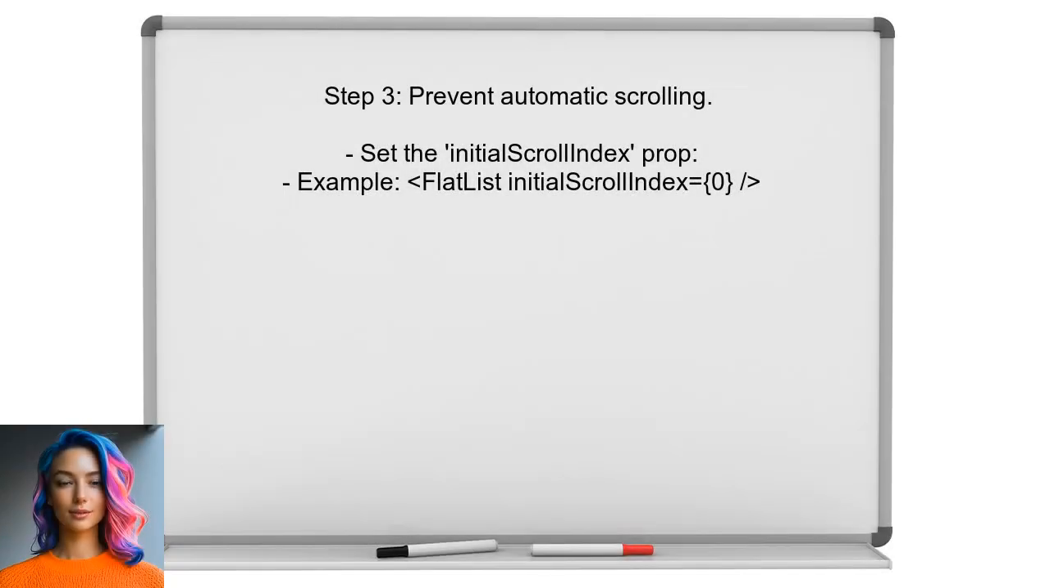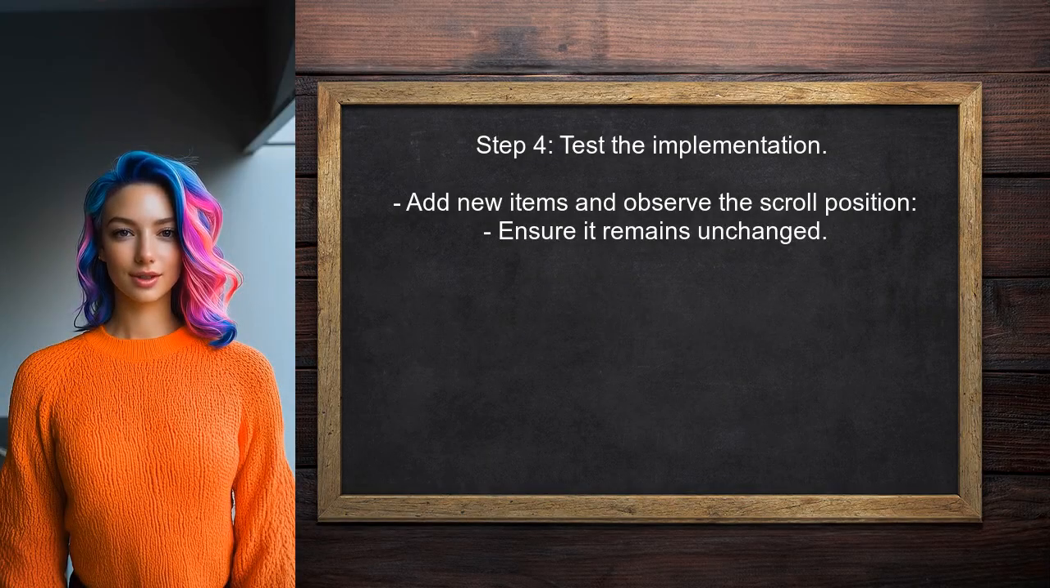Additionally, the user should ensure that the FlatList is set to not automatically scroll when new items are added. This can be achieved by using the initialScrollIndex prop. Finally, the user should test the implementation to ensure that the scroll position remains locked as expected when new items are added to the top of the list.